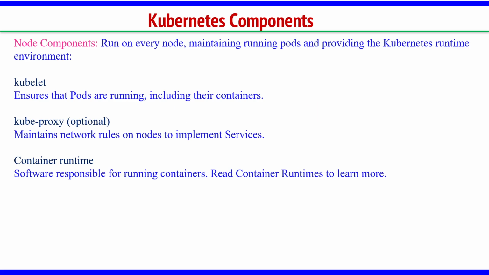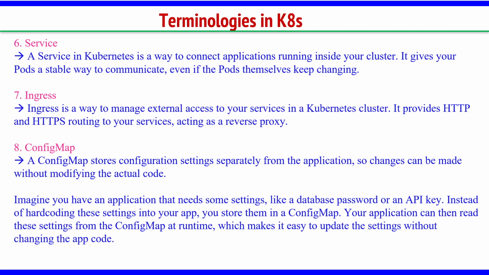So, if you just go and discuss what is config map, the other day we have talked about, a config map stores configuration settings separately from the application. So, the changes can be made without modifying the actual code. Okay. So, let us see an example here. Imagine you have an application that needs some settings like database password or an API key. Instead of hard coding these settings in your code, in your app, you can store them in the config map. So, your application can then read these settings from the config map at runtime.